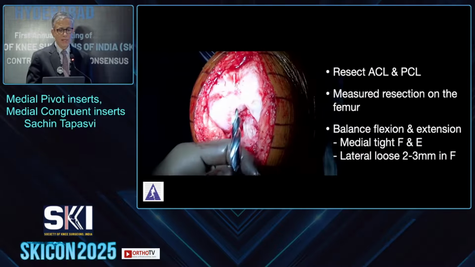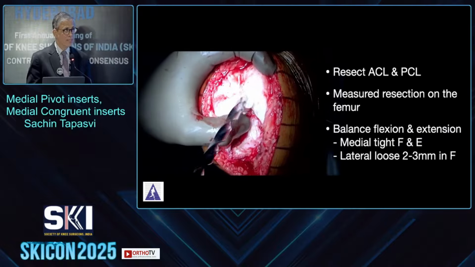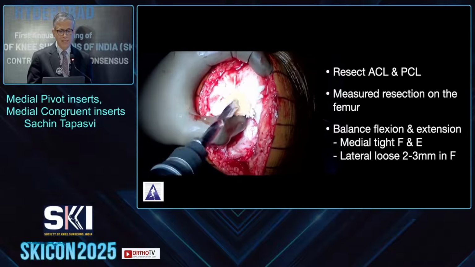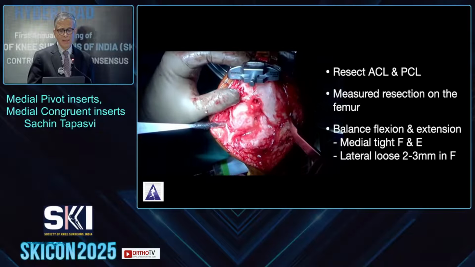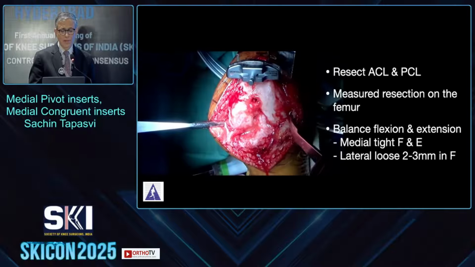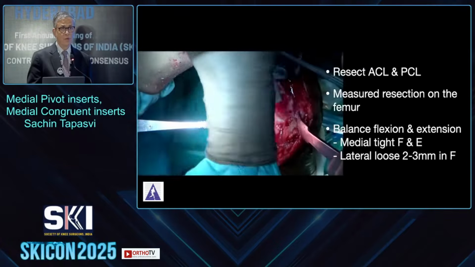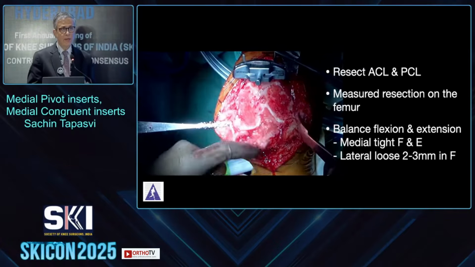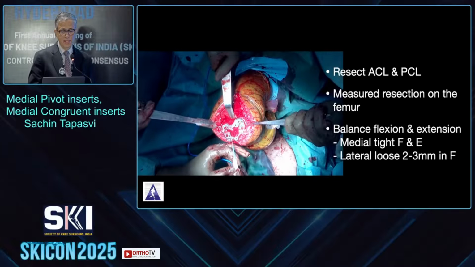So how do I use it in my clinical practice? I resect both the ACL and the PCL. If I'm not doing a robotic assisted surgery, I would do a measured resection on the femur. You want to balance the medial and the lateral side absolutely properly, and you do not need to cut a box as Anoop demonstrated in his presentation.